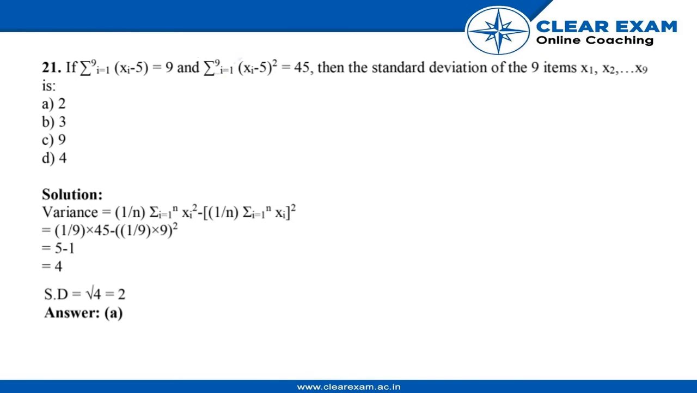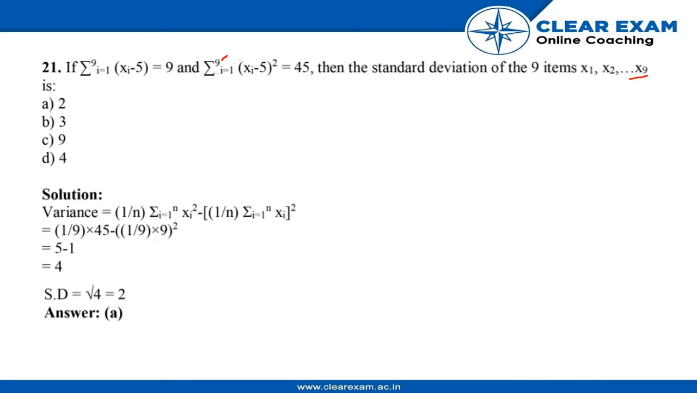Hello everyone, we're going to start with question number 21, in which we have been given that the sum of all the terms from i=1 to 9 of (xi - 5) equals 9, and the sum of all the numbers from i=1 to 9 of (xi - 5) whole squared equals 45. Then we have to find the standard deviation of 9 items x1, x2 up to x9.